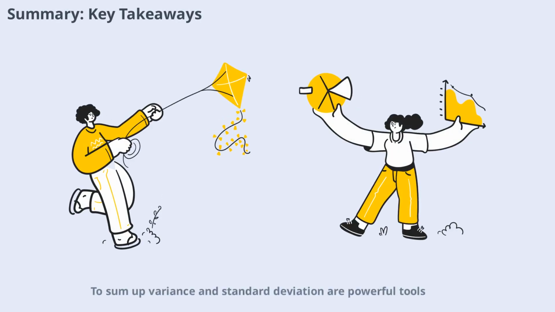To sum up, variance and standard deviation are powerful tools for understanding how data is spread out. Variance gives us the average squared distance from the mean, while standard deviation translates that into the original units, making it easier to interpret. Both are widely used across industries to assess consistency, risk, and reliability. By mastering these concepts, you'll be better equipped to analyze and interpret data in any field.